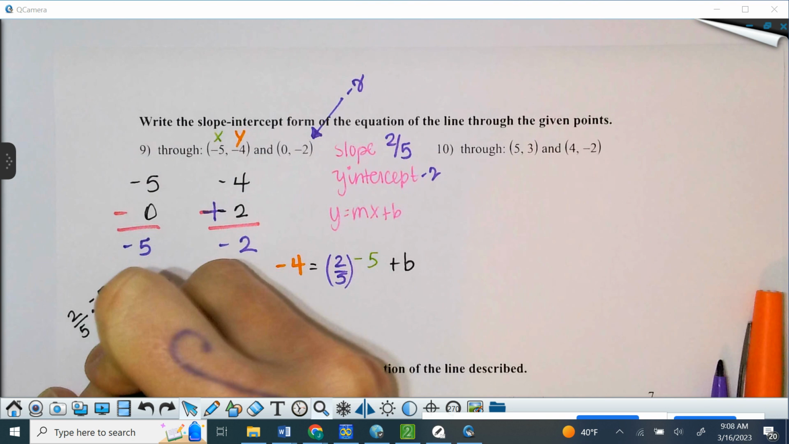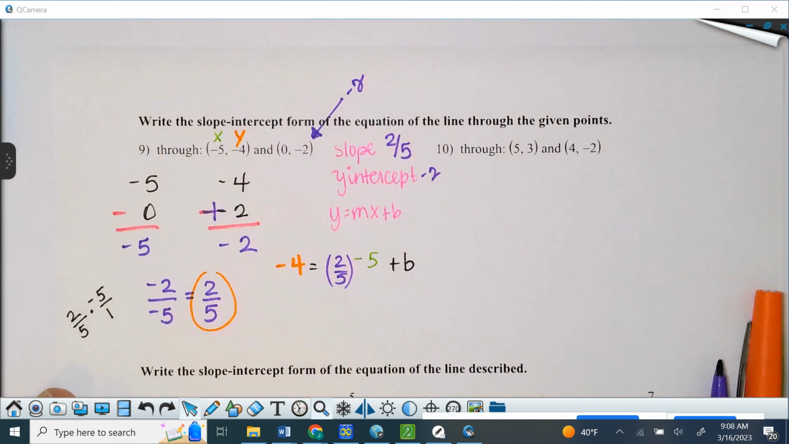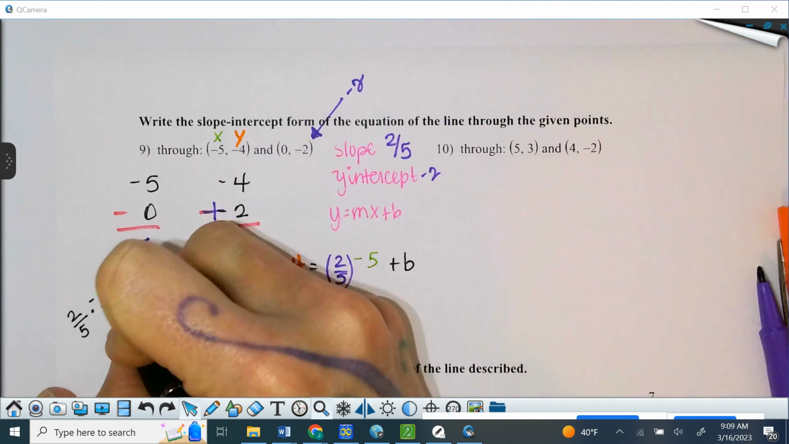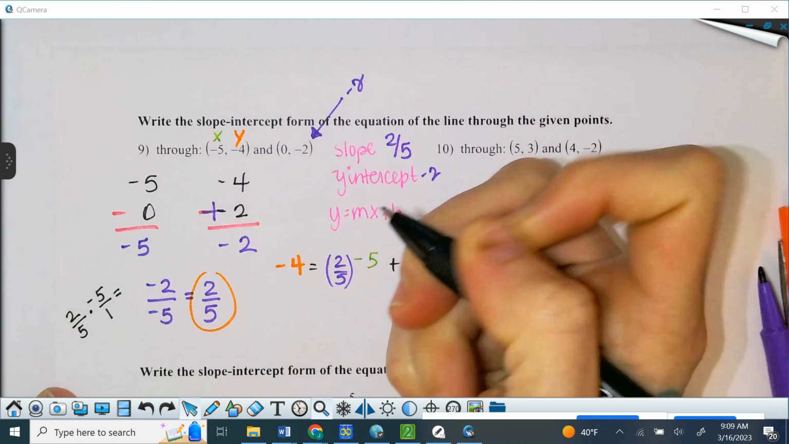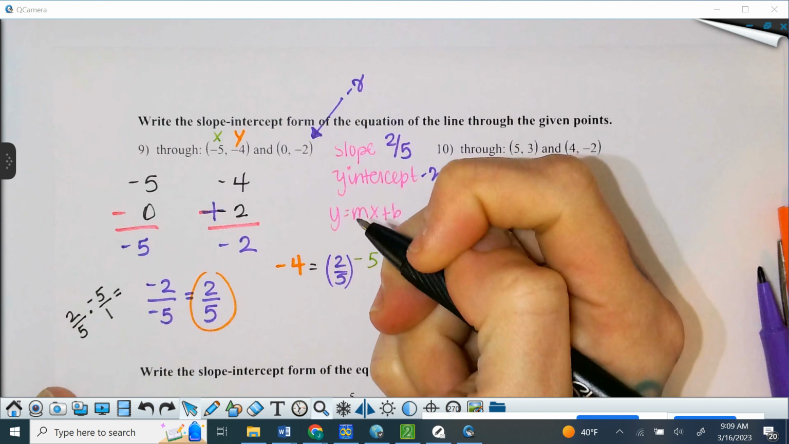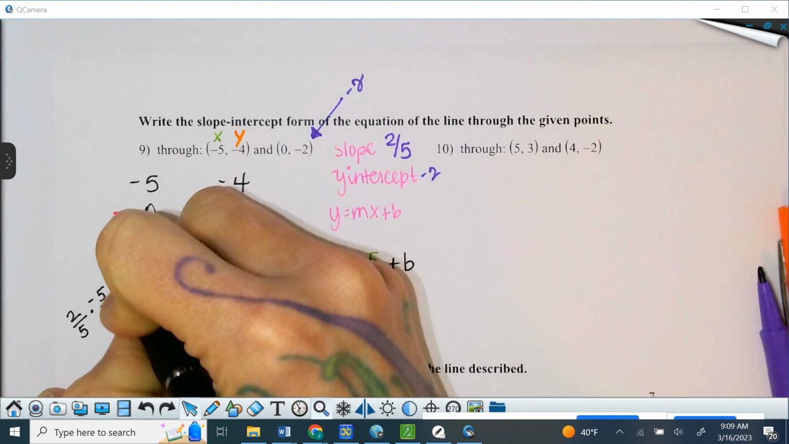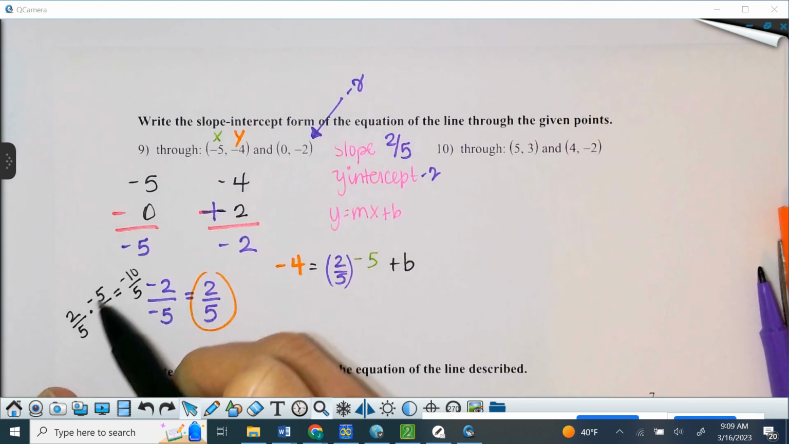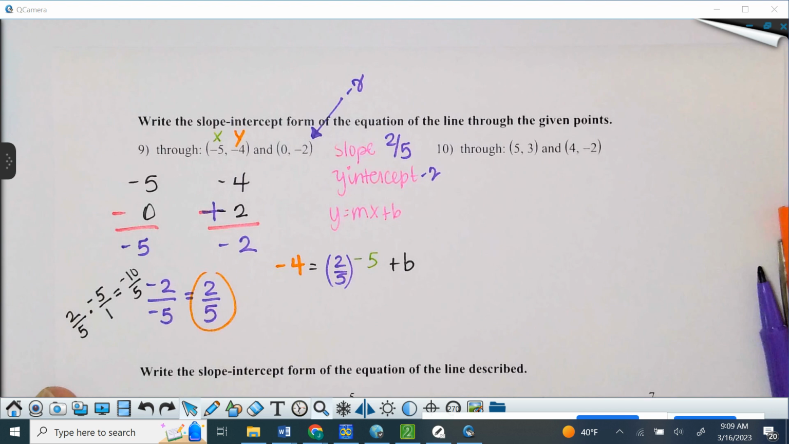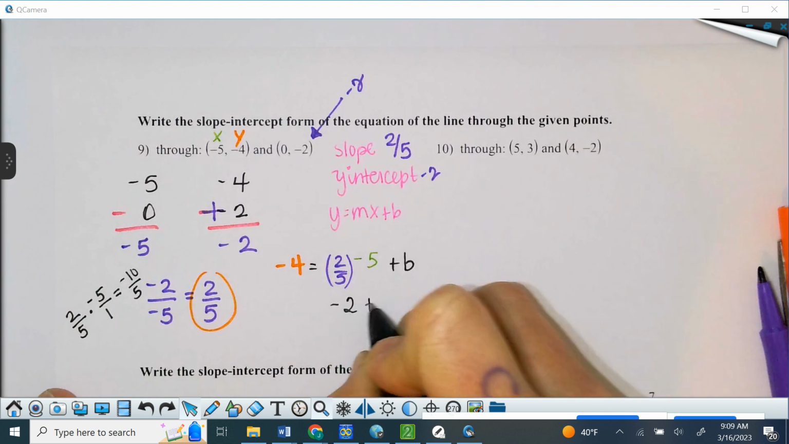What is that going to be? 2 over 5 times a -5 over 1. Remember, you work straight across the top, you work straight across the bottom. And we want it in its most simplified form. Good. So -10 divided by 5, because -5 times 2 is a -10, 5 times 1 is 5, and that's going to give me a -2 plus b equals a -4.